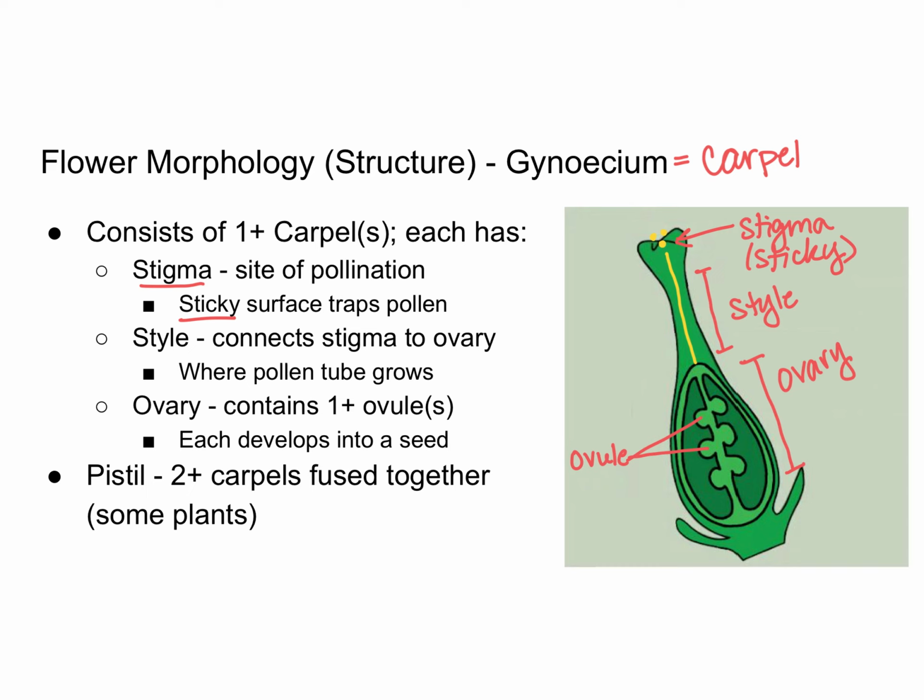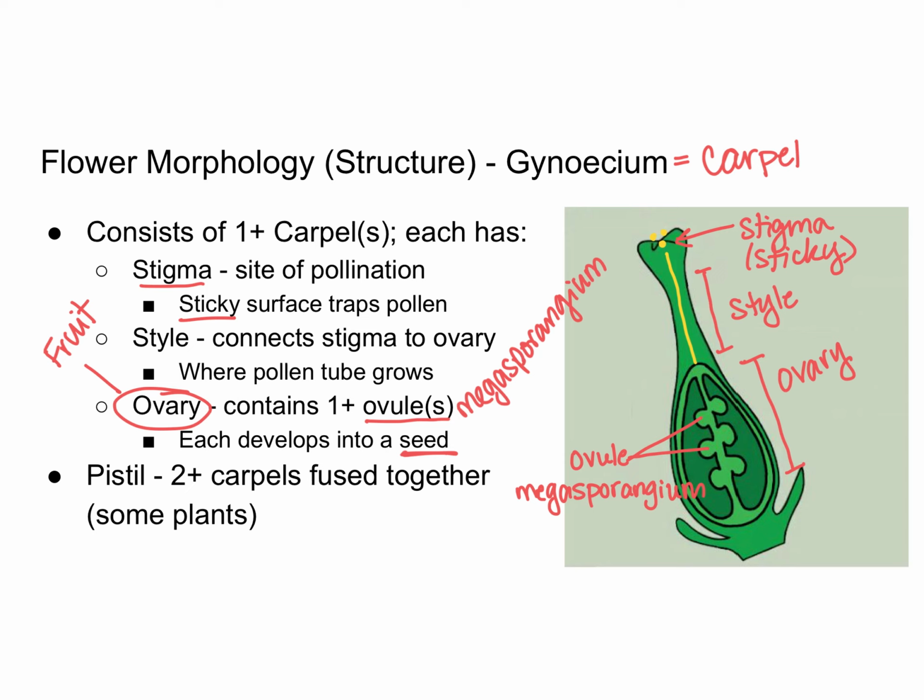And the ovule is also known as the megasporangium. And a megasporangium or a sporangium is just a structure that produces spores. Each one of these ovules will ultimately develop into a seed, and then the ovary itself is ultimately going to form a fruit.